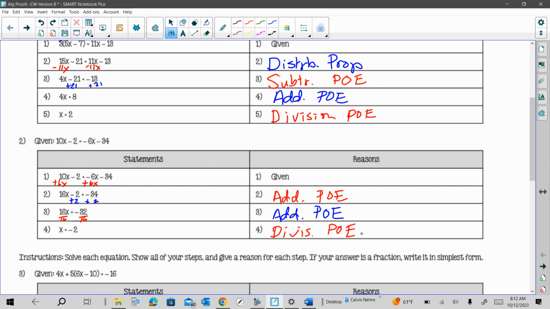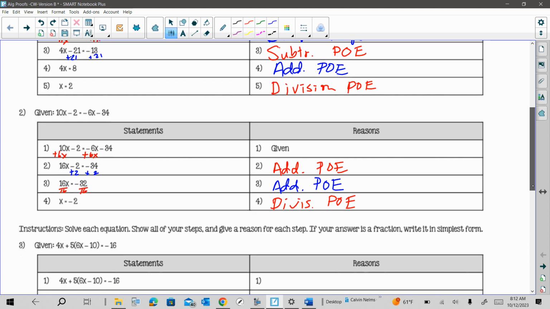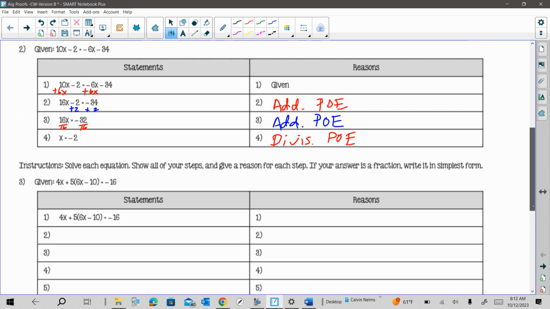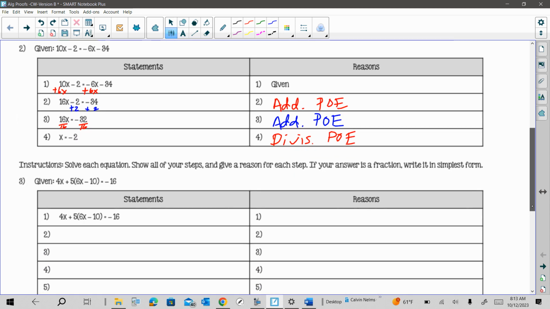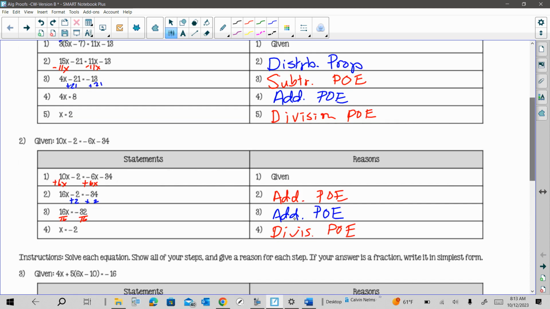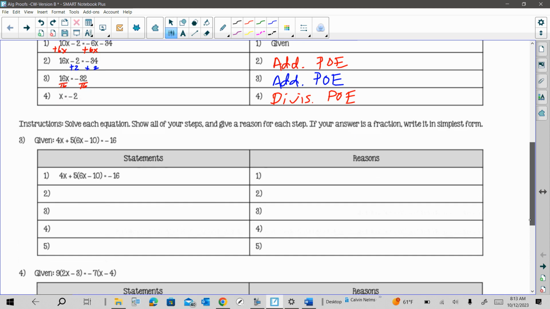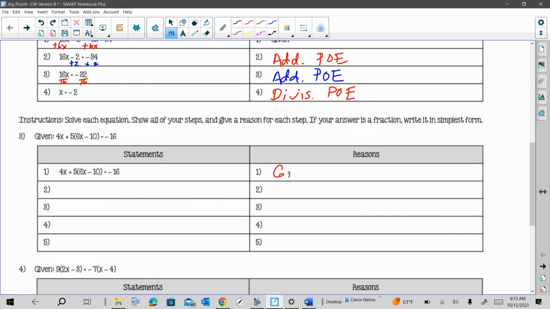Okay, all right. So now see how slowly but surely they're going to start taking away some of the statements. See if you can complete it on your own. So always the first reason is what? Yeah, so we're just going to put the given equation.